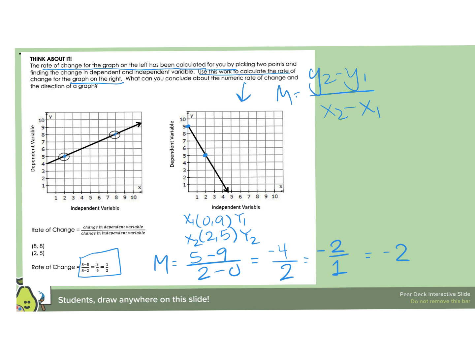So something I want you to notice, right? Our first slope is positive. And our second slope is negative. So when you look at these graphs, you can tell if you're going to have a positive or a negative slope, because positive slopes go up and to the right, and negative slopes go down and to the right.